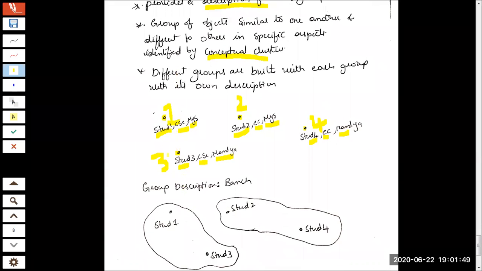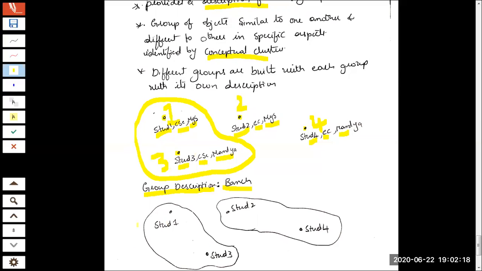Now I will introduce a concept. I will give a description: form the clusters based on the branch of students. This is the concept I have introduced. Based on this concept, the clusters should be formed based on the branch. If that is the case, students 1 and 3 are from CSE branch, so they will go into one cluster.